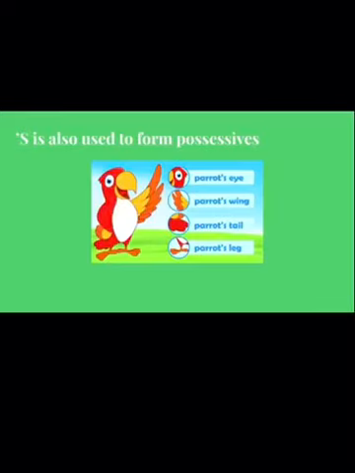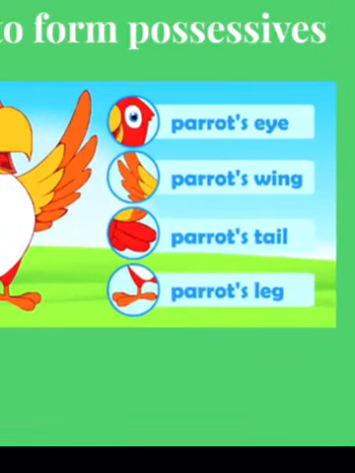Okay, we have the apostrophe S. That is also used to form possessives. Okay, so for example, we have parrot's eye. We have an apostrophe and an S at the end of parrot because the parrot owns that eye. He owns his eye. That is the parrot's eye.